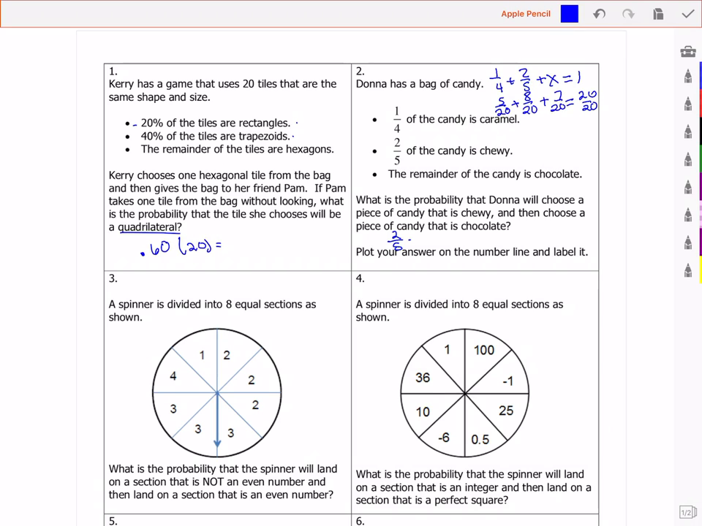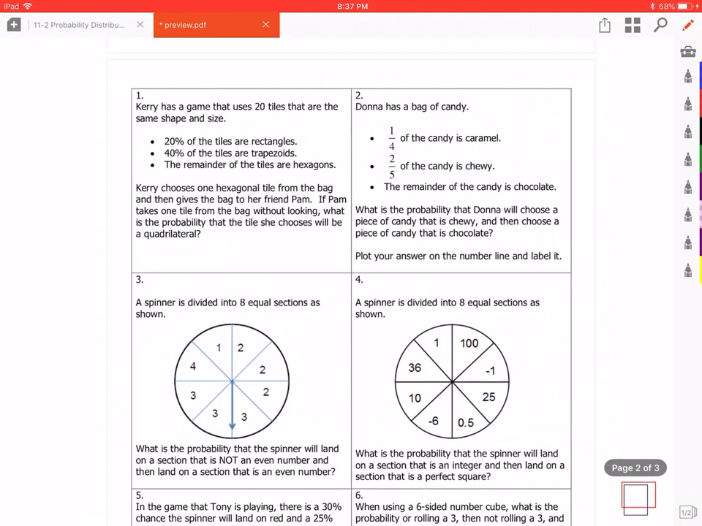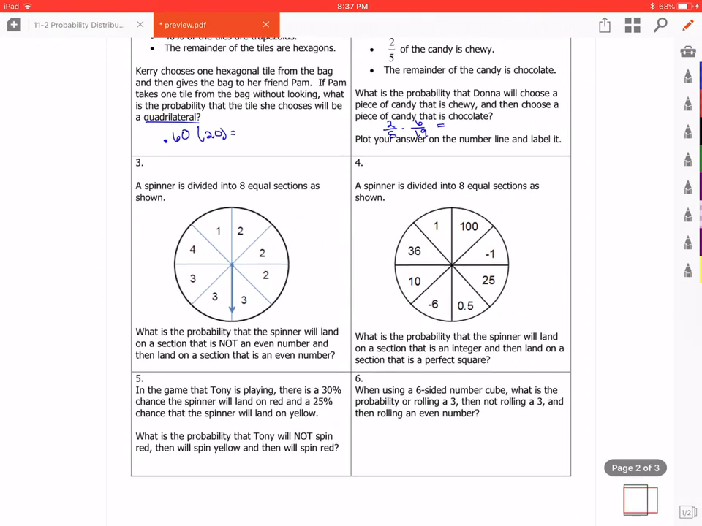Okay, so we know that to get a chewy, we do 2/5. Now, to get a chocolate, there's going to be 1 less piece of candy, and I'm just assuming there's 20 pieces of candy because that seems to be working out for me. So there's going to be 1 less, so we're going to do 2/5 times 6/19. Okay, and you're going to multiply that together, and that'll give you your answer on that one.